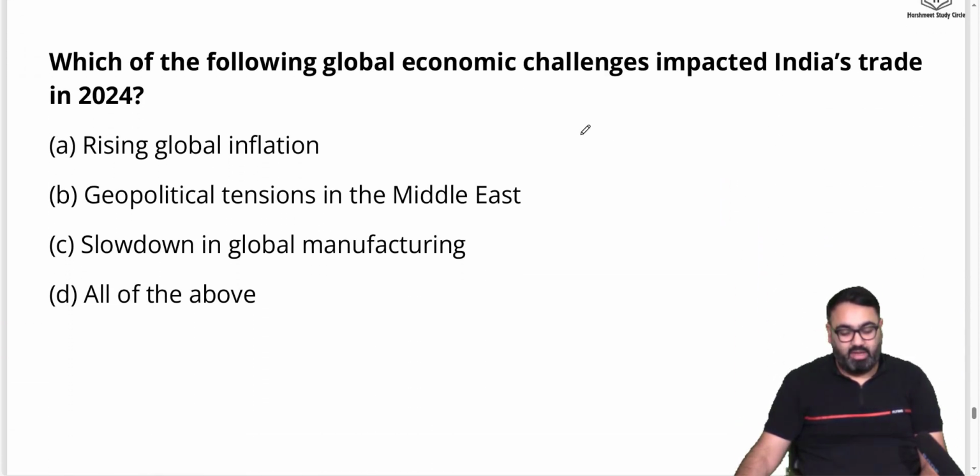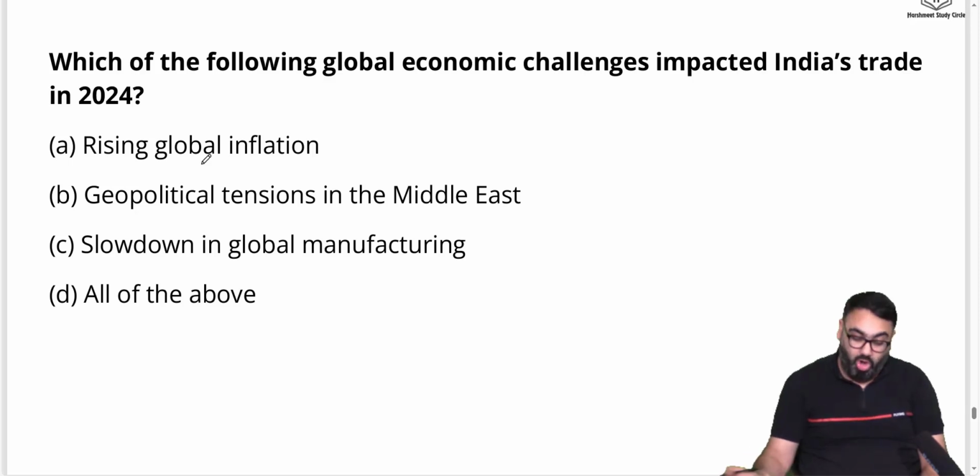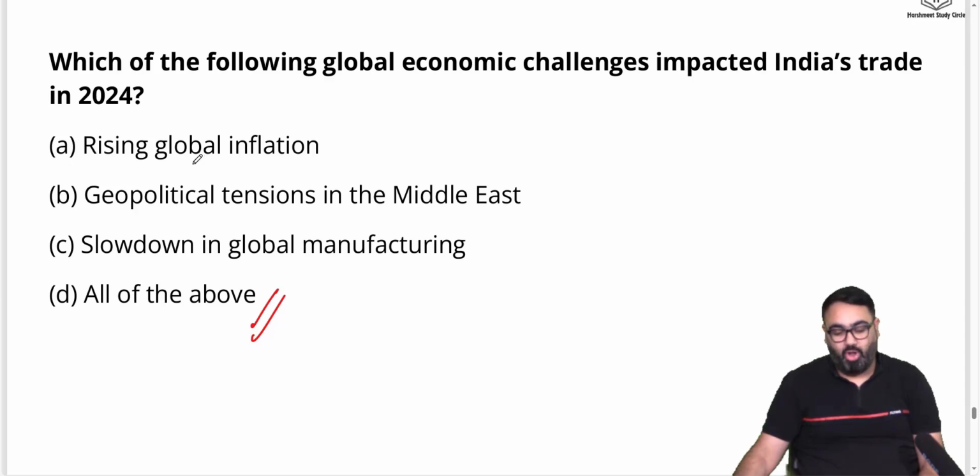Second, which of the following global economic challenges impacted India's trade in 2024? Rising global inflation, geopolitics in the Middle East, slowdown in global manufacturing, or all of the above? Which have been the economic challenges for India? All of them. This is what the economic survey says. All of them have had an impact on our trade in 2024.